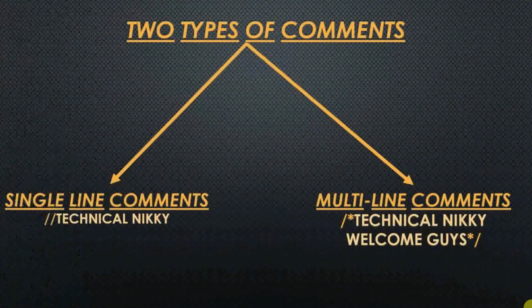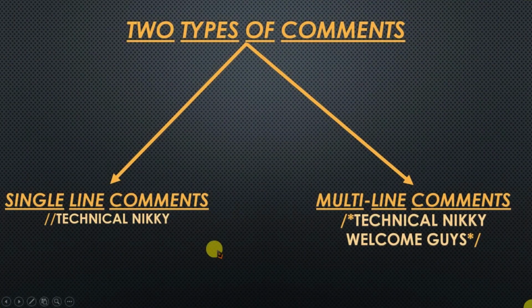So there are two types of comments in C programming: first is single line comments, and second is multi-line comments. Single line comments means if you type two forward slashes at the start of a line in the source code, then that line will be dead, okay?